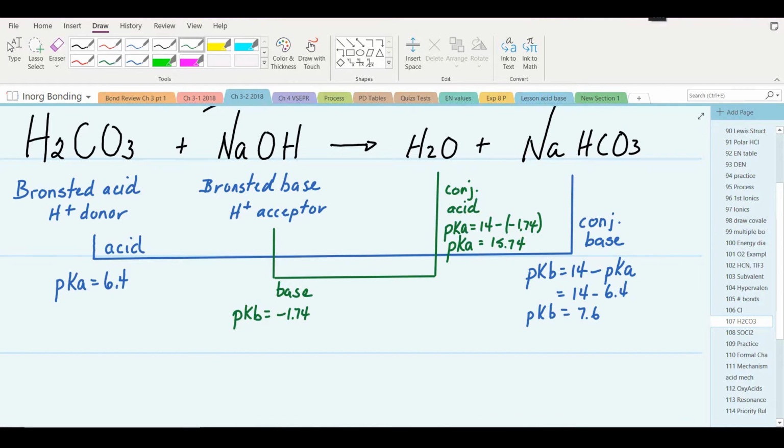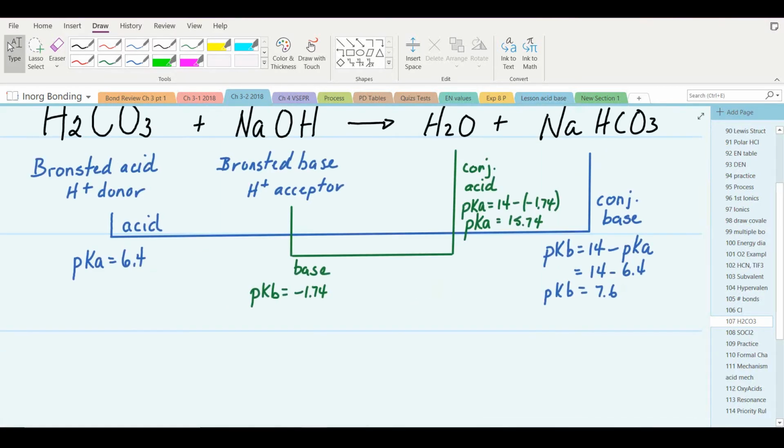So the Bronsted-Lowry theory of acids and bases is very useful. It helps us identify conjugate acid-base pairs. But it's only part of the story. Let's talk about the Lewis acid-base theory. It helps us understand mechanisms.